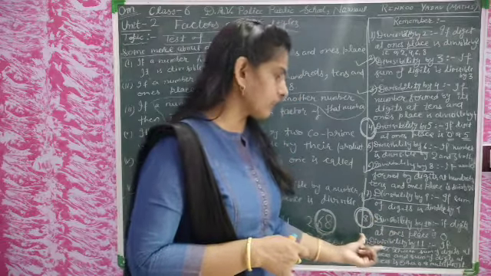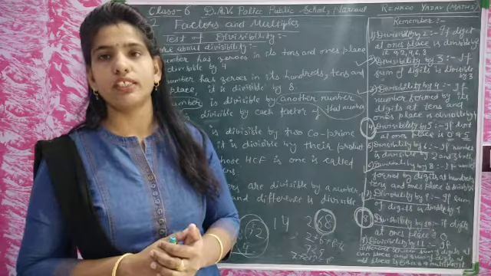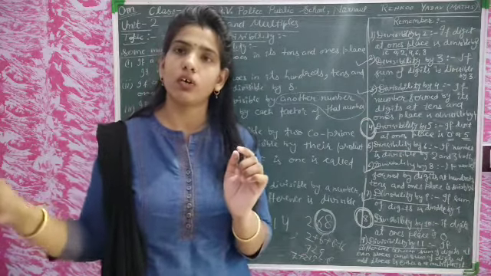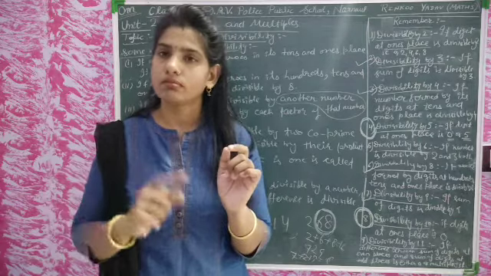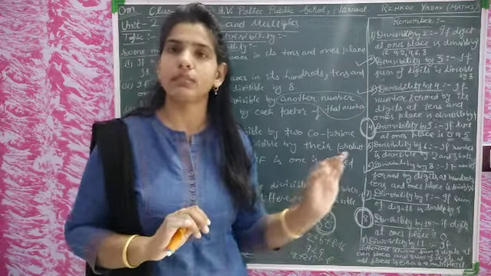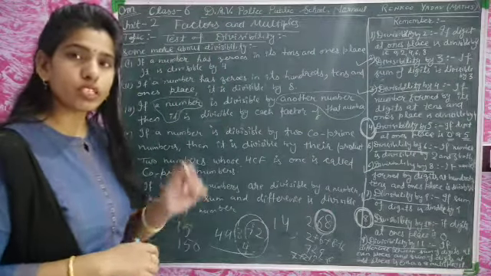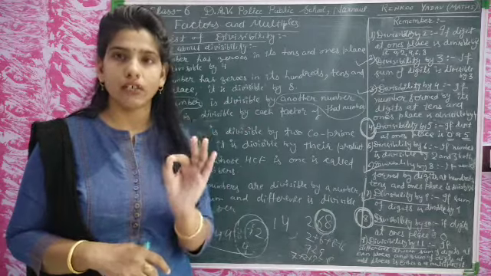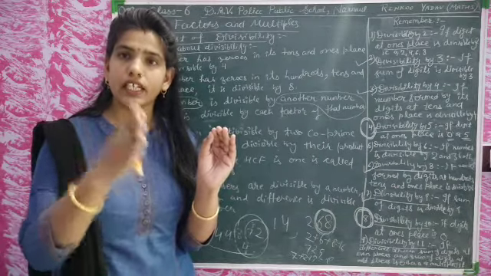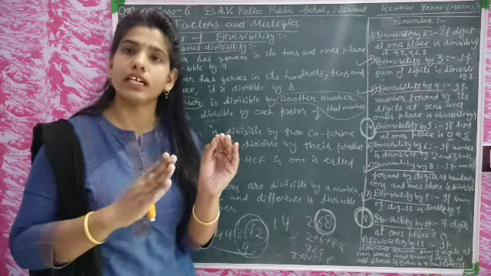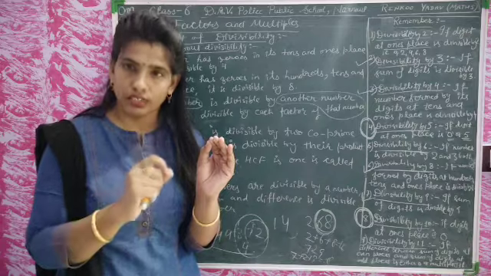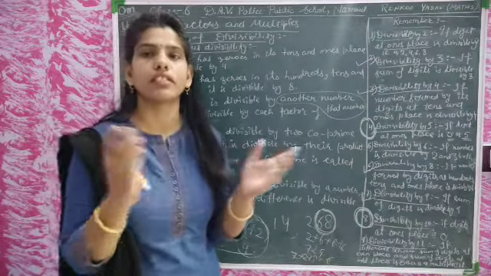Now we are going to the divisibility rule of 11. The divisibility rule of 11 says that if the difference between the sum of the digits at the odd places and the sum of the digits at the even places is 0 or divisible by 11, then the number is divisible by 11. Let's check this number. Again, I am repeating: the difference between the sum of digits at odd places and the sum of digits at even places is 0 or divisible by 11.